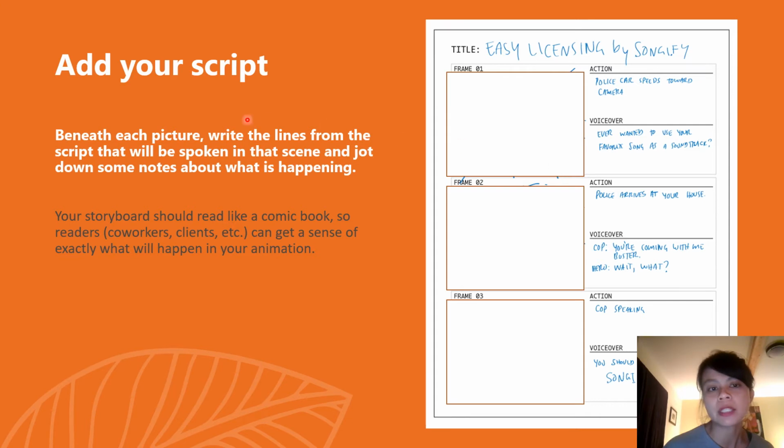Beneath each script, for action, you would tell me what happens in here. So bear walks across a forest, and maybe a voiceover will be the bear is humming a tune. Okay, so your storyboard should read like a comic book, so readers, like your coworkers or clients, can get a sense of exactly what's going to happen in your animation.